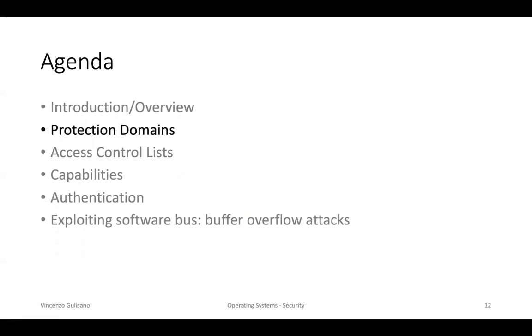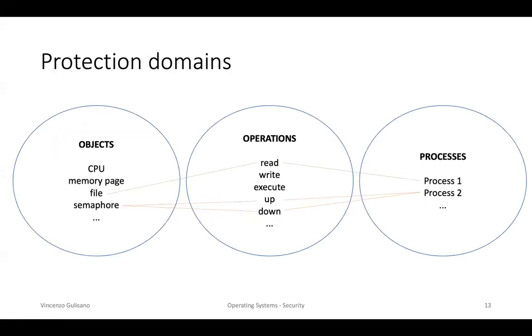Let's move now to protection domains. We said that for building a trust system, we need to have a clear understanding of what can be done and who can do it. We can ask ourselves, what does it mean to have a clear understanding of what can be done and who can do it?